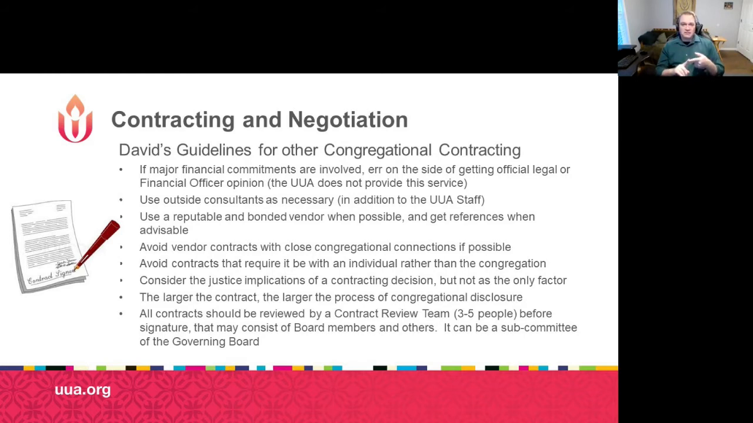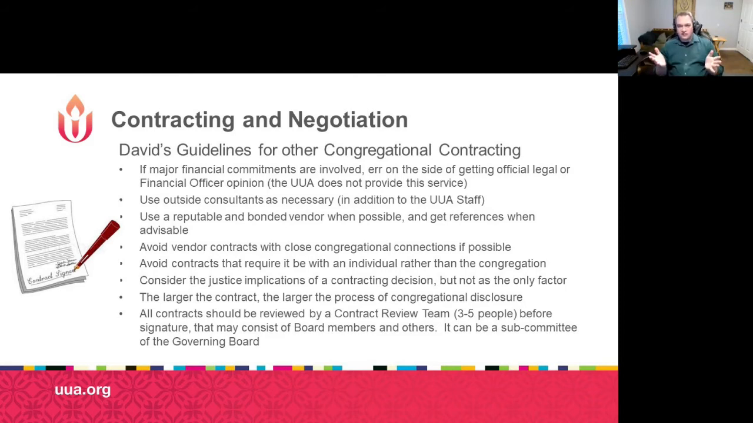If major financial commitments are involved, err on the side of getting an official legal or financial officer opinion. The UUA doesn't provide that service mainly because it involves state law, and the UUA doesn't have the ability to consult on those issues across state lines. So really, with 50 states plus some territories, it would be impossible for us to do that. So we recommend, if a major financial commitment is involved, pay a little money to get either some legal advice or a financial expert from your community to be able to give you that advice.